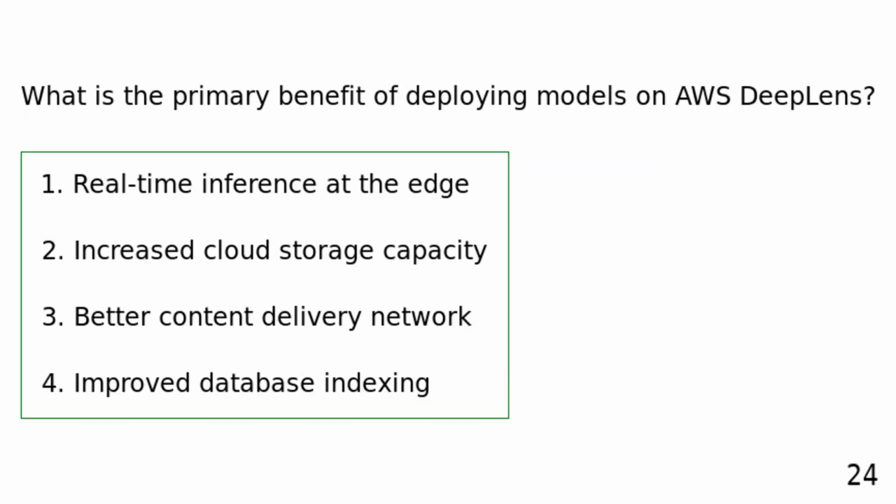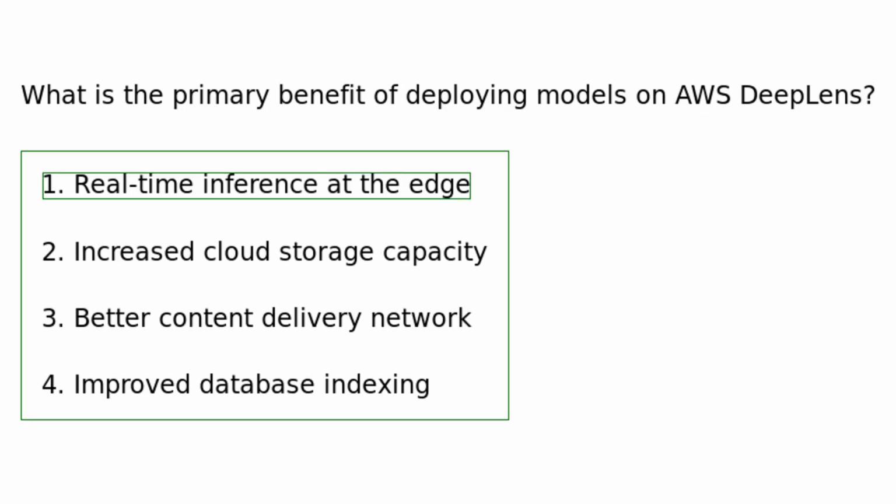What is the primary benefit of deploying models on AWS DeepLens? Real-time inference at the edge. Increased cloud storage capacity. Better content delivery network. Improved database indexing. The primary benefit of deploying models on AWS DeepLens is performing real-time inference directly at the edge.